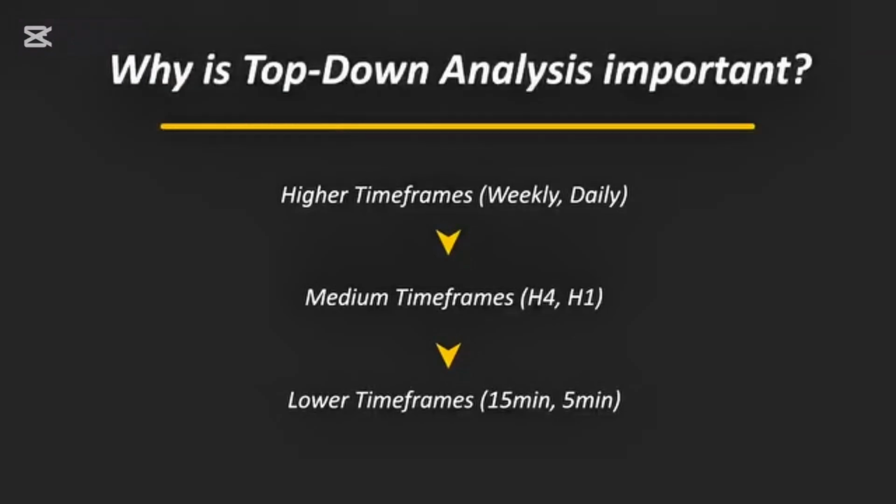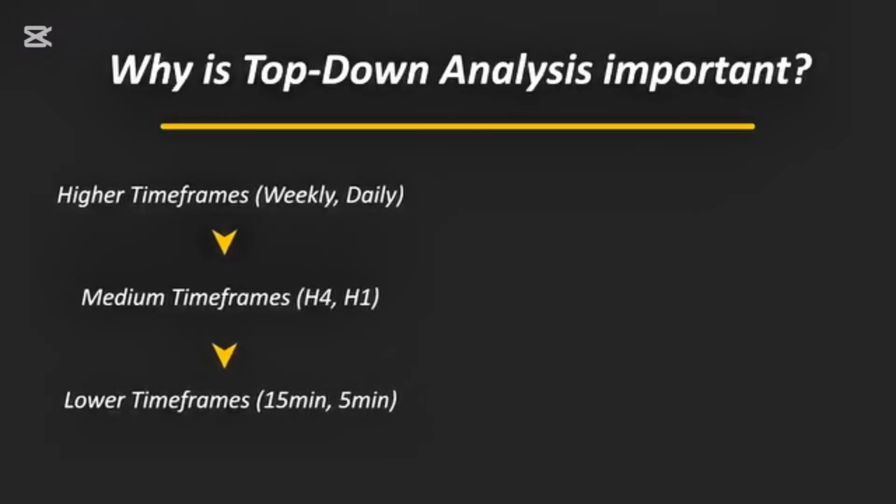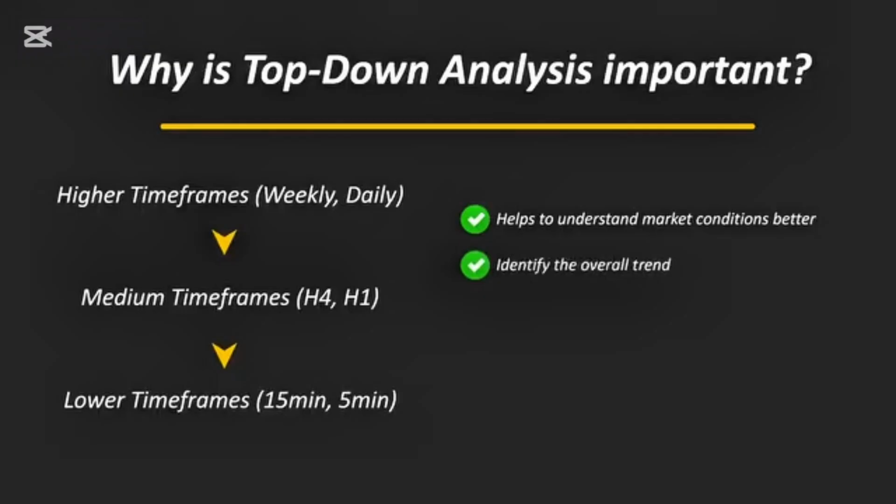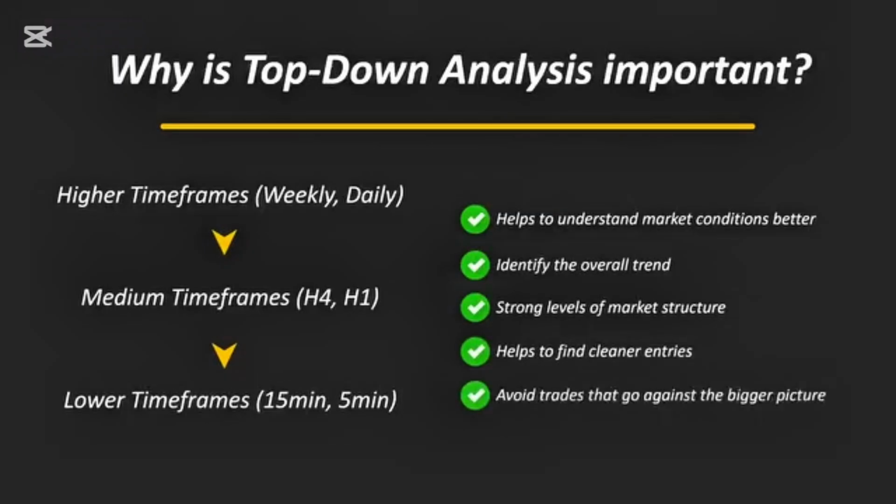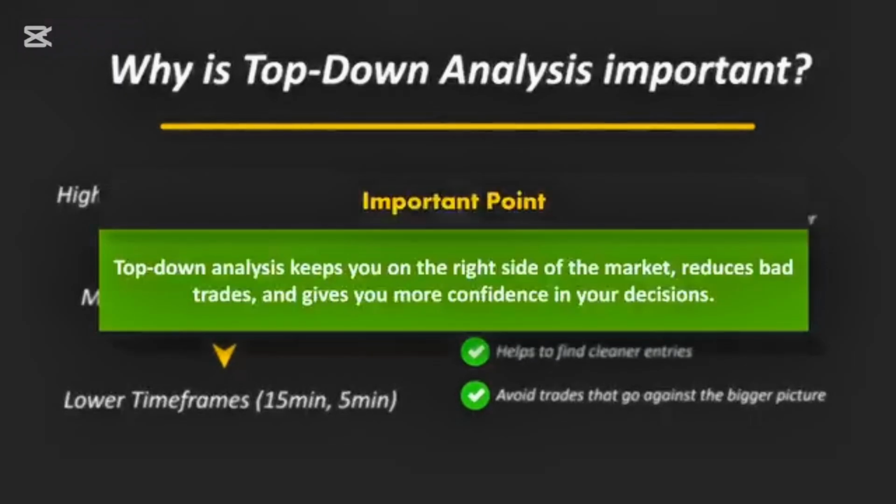Now, why is top-down analysis so important? Top-down analysis is important because it helps you understand the market conditions better before you take any trade. When you start from higher timeframes, you can clearly see the overall trend and strong levels of market structure. Then, when you move down to lower timeframes, you can find cleaner entries and avoid trades that go against the bigger picture. In short, it keeps you on the right side of the market, reduces bad trades, and gives you more confidence in your decisions.